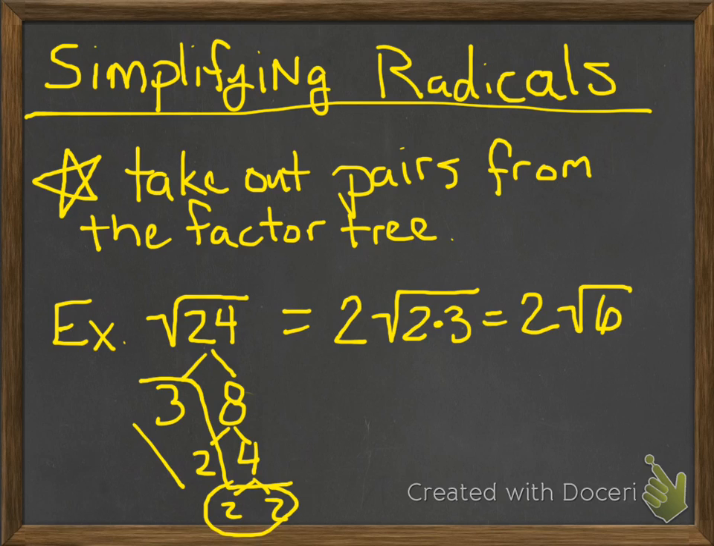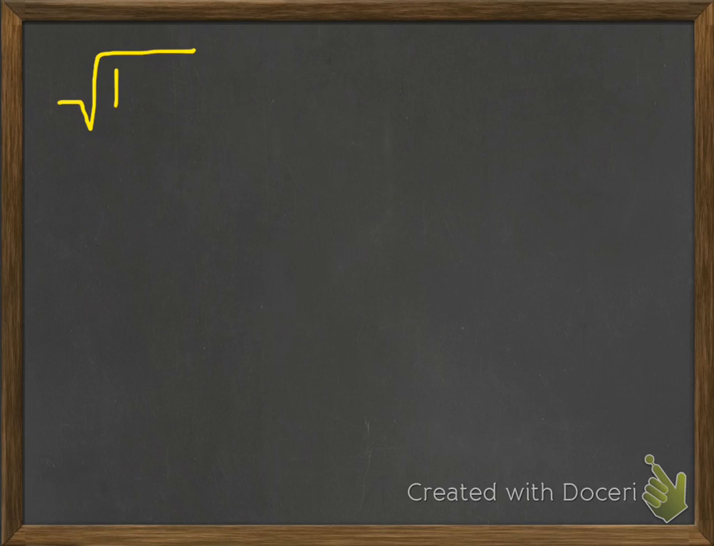And notice, whatever the pair number is, that's just the number you put on the outside. You don't write it twice. Okay. So let's look at another example.